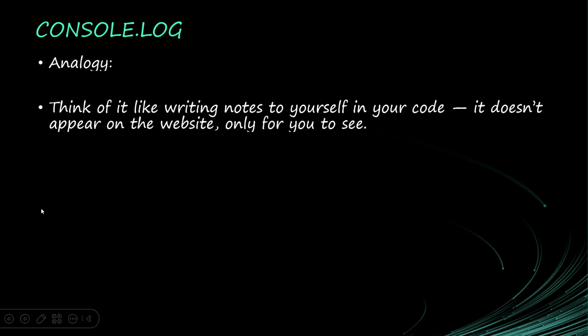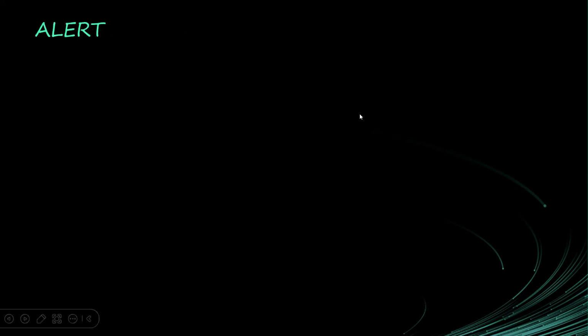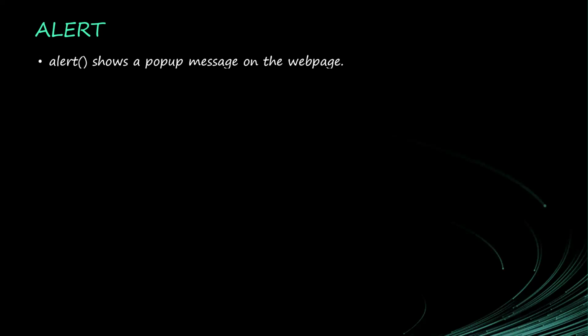So it doesn't appear on the website. It's only for your use. All right. So the alert is what we use to display something to the user. If I want to tell the user something, I want the user to see something, I will use the alert. The alert shows a pop-up message on the web page.